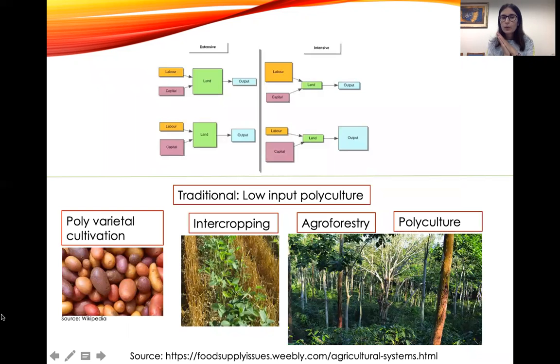So back to what we said about land, labor, and capital. The quantities of one could change, and of course, based on that, the output could change as well. And that's how we define what intensive and extensive agriculture is, because you're putting a lot of something, or you have a lot of something to produce to maximize your production in agriculture.